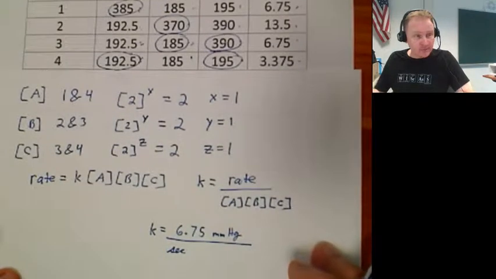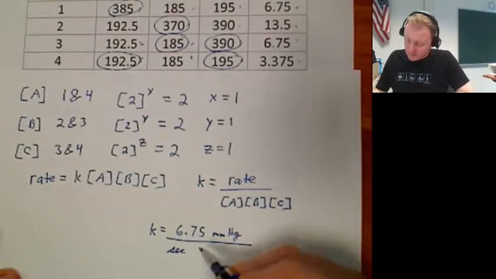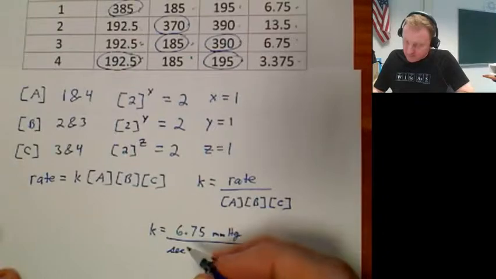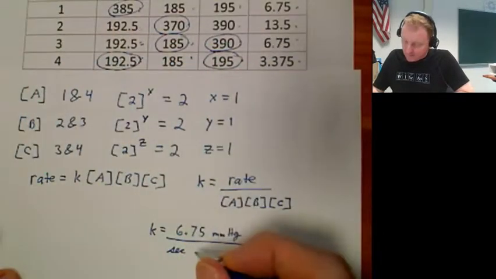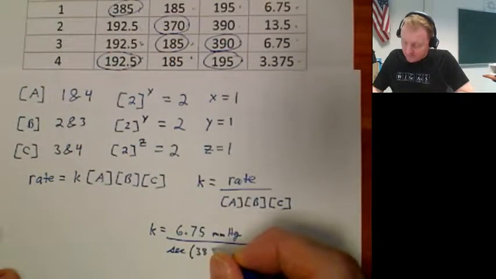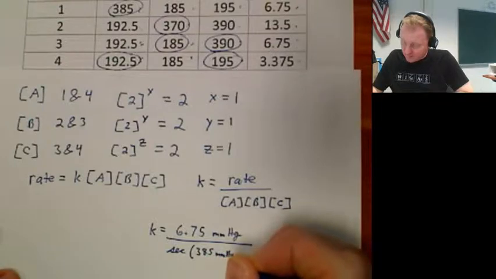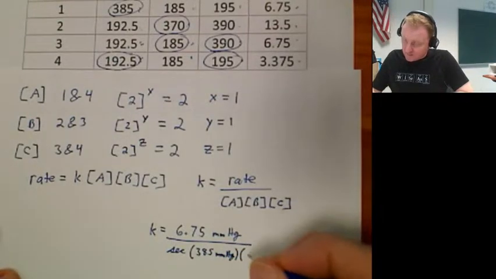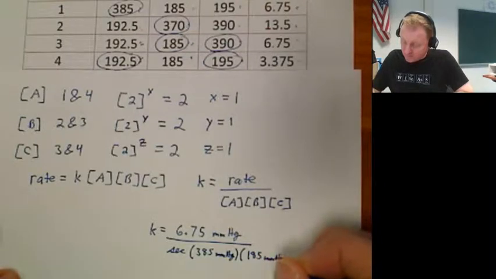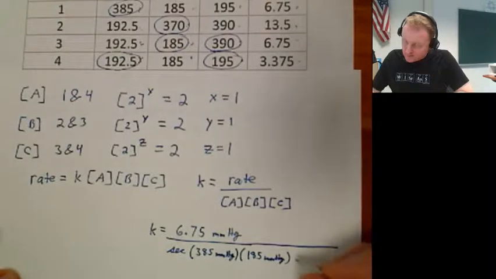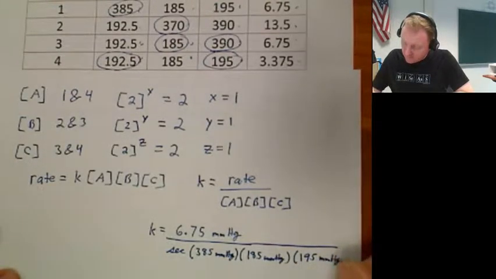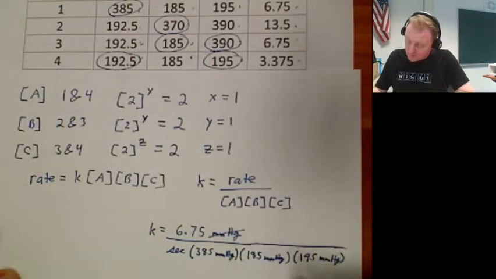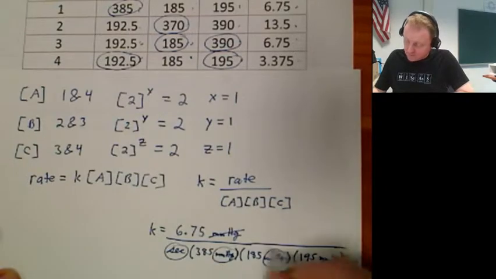Number 1. And we're going to have A, so we're still using number 1, 385 millimeters of mercury times 185 millimeters of mercury times 195 millimeters of mercury. Millimeters of mercury cancels out with one of them, so we have seconds and two of those.